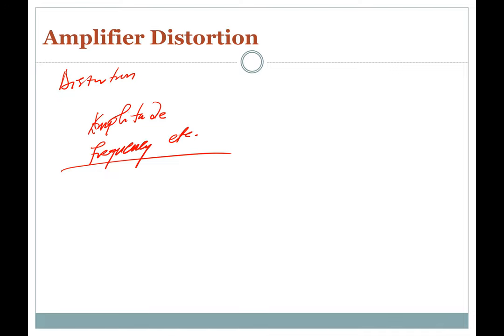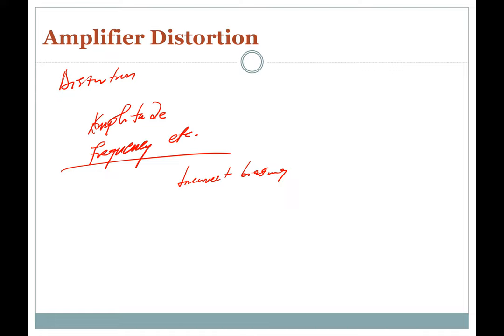This phenomenon is described as an effect which arises due to nonlinearity of the amplifier circuit. Amplifier distortion can be caused mostly by incorrect biasing. So we're saying that distortion means an effect which arises due to nonlinearity of the amplifier circuit.